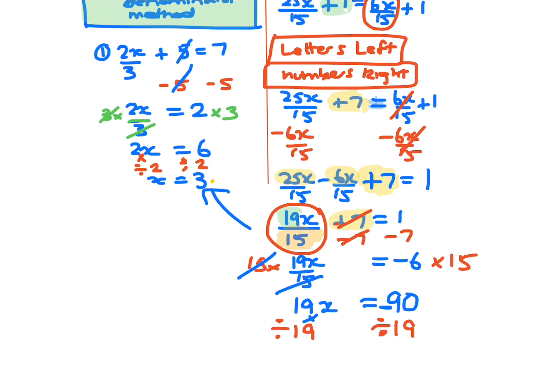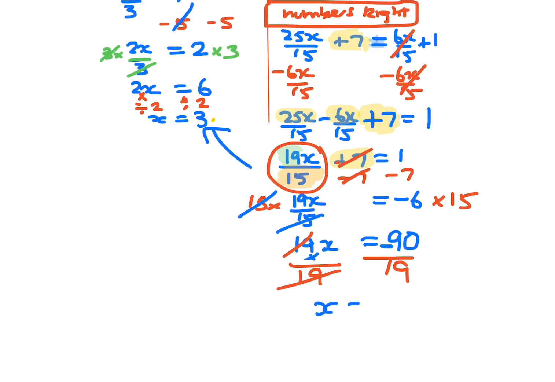And just remember that instead of doing division, the actual quicker way of doing this is to do it as a fraction straight out. The 19s go out, and then you are left with x equals minus 90 on 19. And that's your solution.